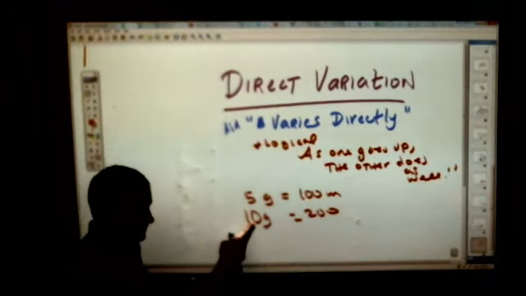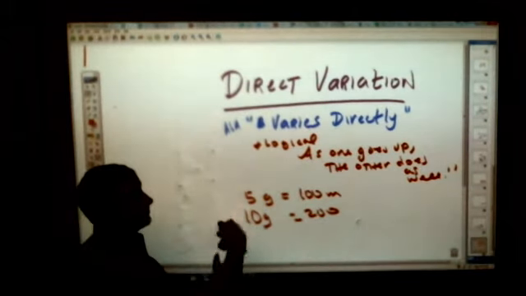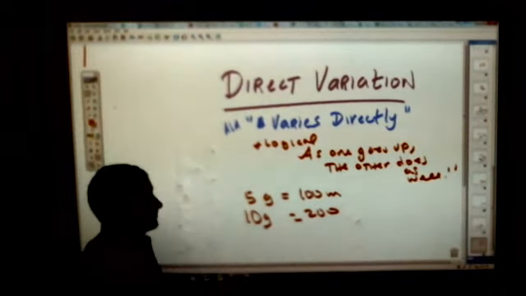Believe it or not, there's something called inverse variation, whereas one number goes up, the other one actually goes down. But we won't talk about that today.